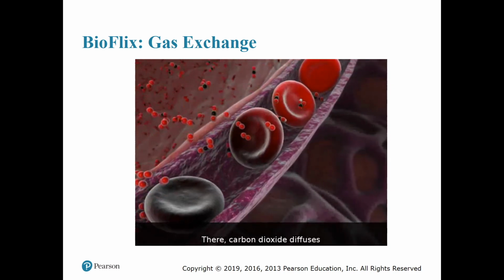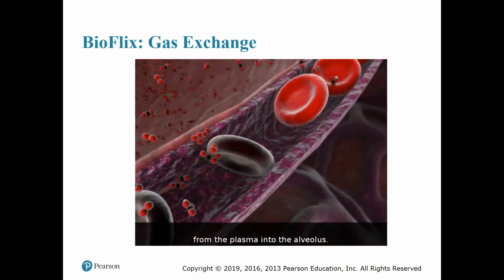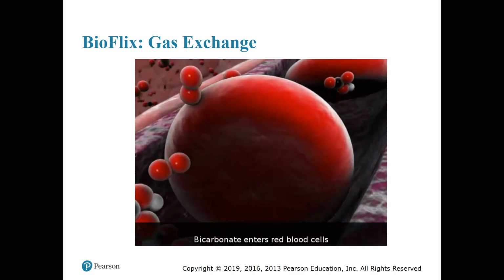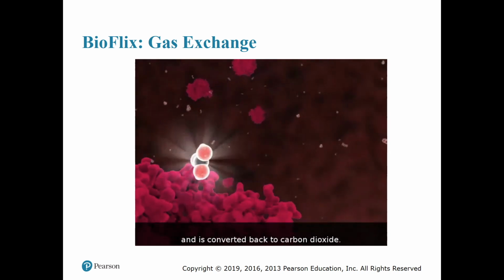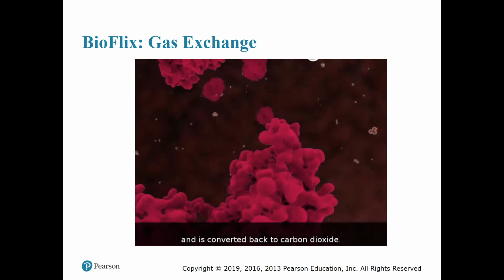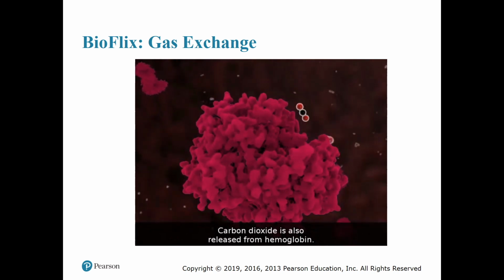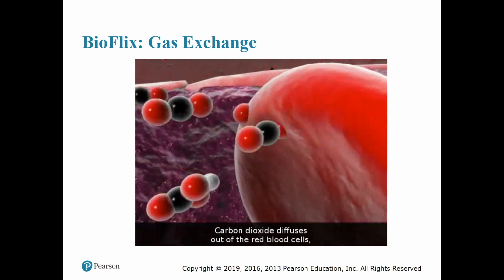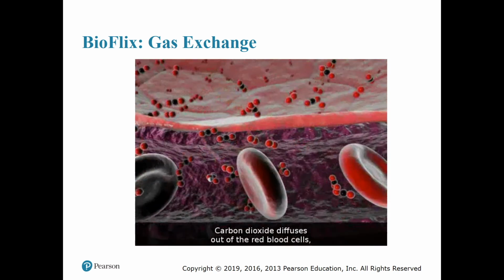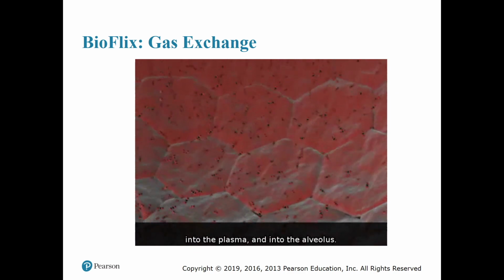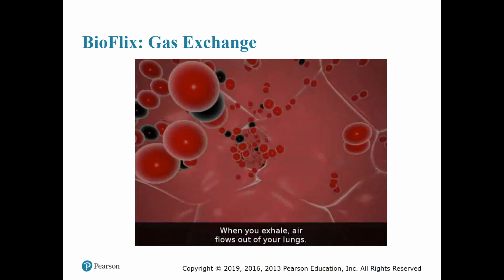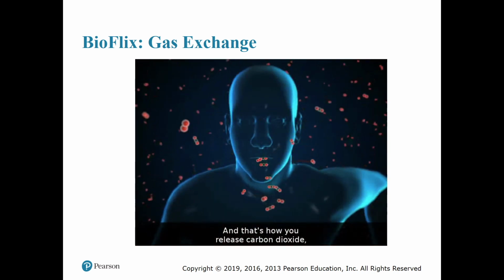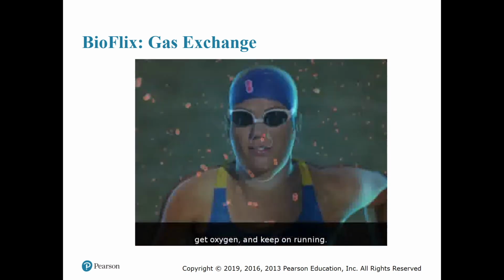There, carbon dioxide diffuses from the plasma into the alveolus. Bicarbonate enters red blood cells and is converted back to carbon dioxide. Carbon dioxide is also released from hemoglobin. Carbon dioxide diffuses out of the red blood cells, into the plasma, and into the alveolus. When you exhale, air flows out of your lungs. And that's how you release carbon dioxide, get oxygen, and keep on running.